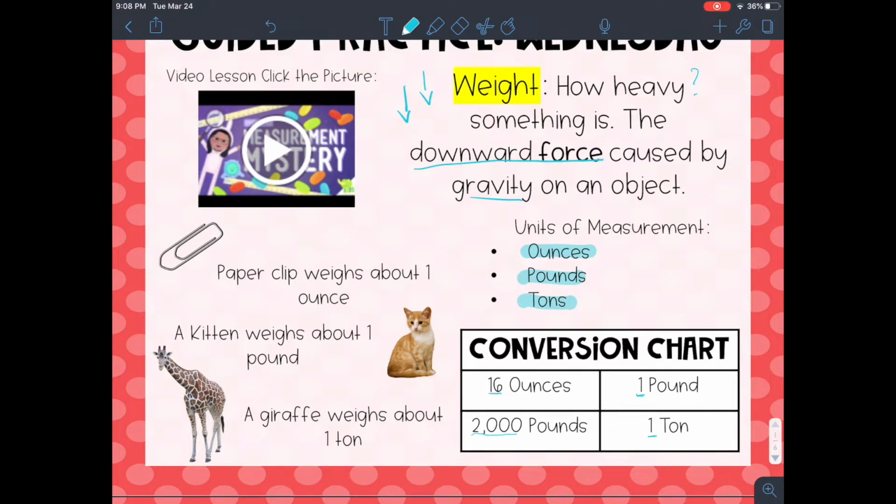So 16 paper clips in theory weigh about 1 pound if you had 16 paper clips. Another way you can figure out what a pound feels like is if you've ever held a kitten before. A kitten weighs about 1 pound or 16 ounces. So the way we abbreviate those: ounces we can abbreviate with OZ, and pounds you can see represented in LB. Finally, we have a giraffe that weighs 1 ton. And so a giraffe weighs about 2,000 pounds. So again, you can use that conversion chart to help you. You don't have to memorize any.